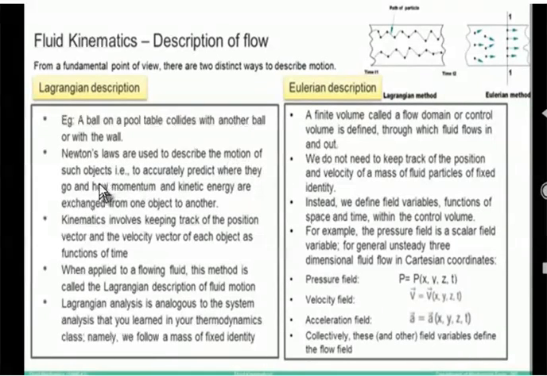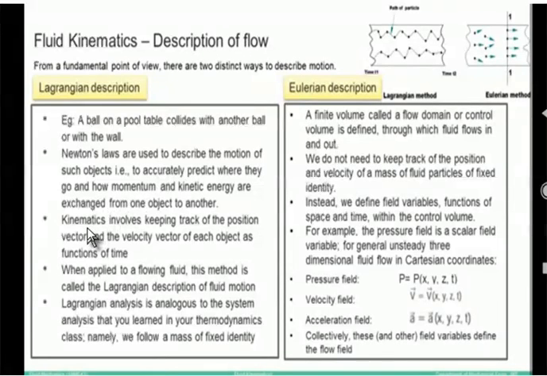Newton's laws are used to describe the motion of objects, to accurately predict where they go and how momentum and kinetic energy are exchanged from one object to another. Here this particle collides with this particle, and this particle again collides with other particles. When these collisions take place, the kinetic energy of this particle is exchanged with this particle, and this particle with the next. So the collision and motion of particles can be studied using Newton's laws in the Lagrangian method.